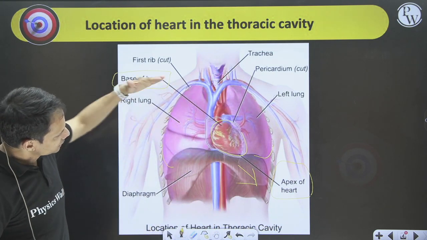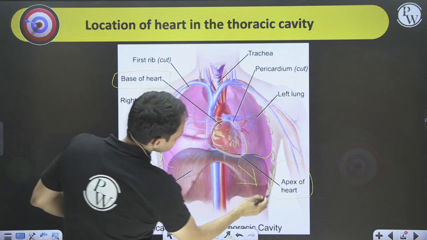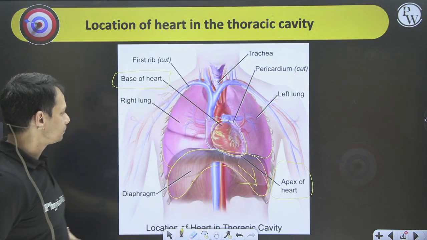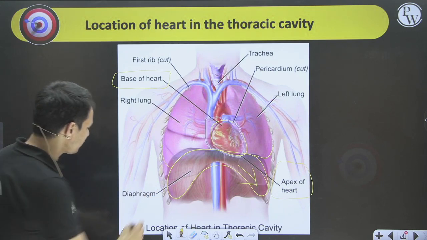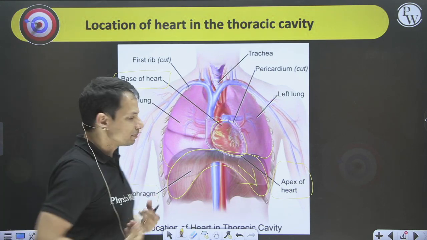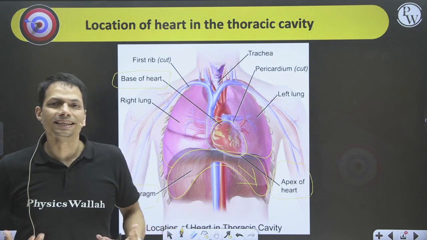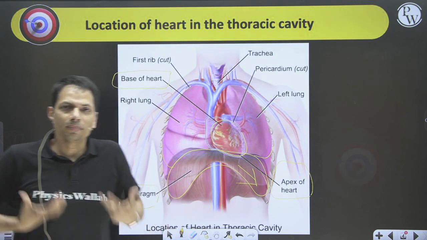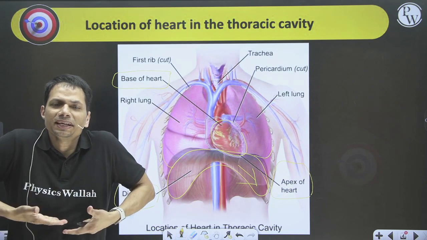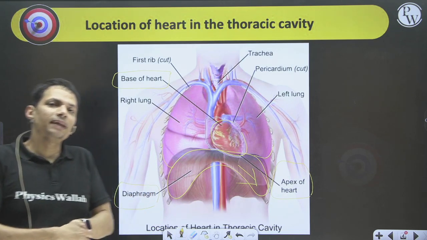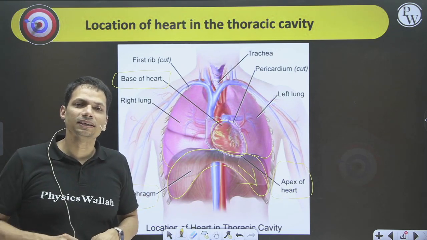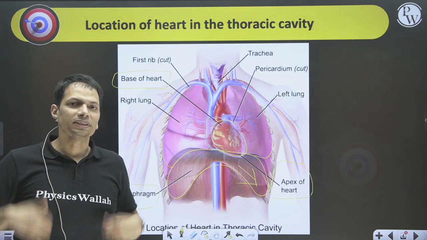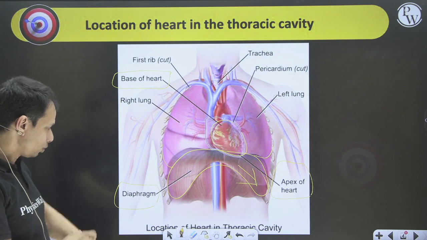Now, just below the heart is this muscular organ, which is called the diaphragm, and the diaphragm is in a relaxed state. The diaphragm is dome shaped. Whenever the diaphragm contracts, it becomes straight, and the diaphragm is very, very important for the purpose of respiration. For inspiration and expiration, the diaphragm plays a very important role.